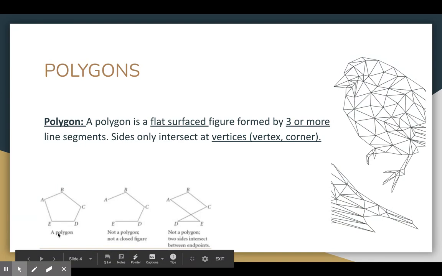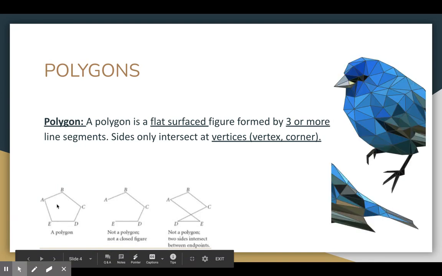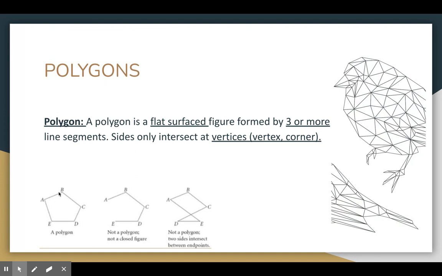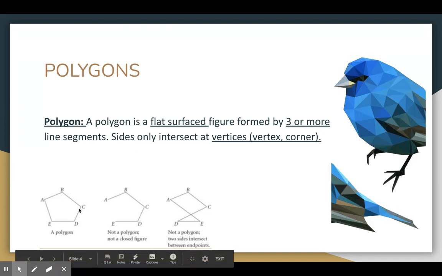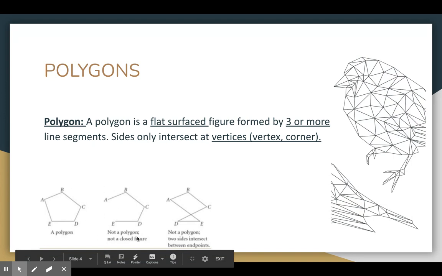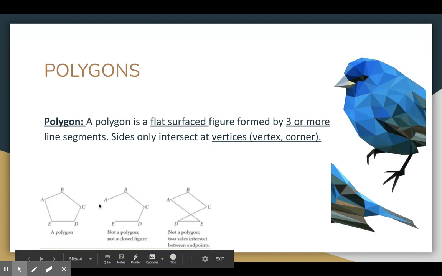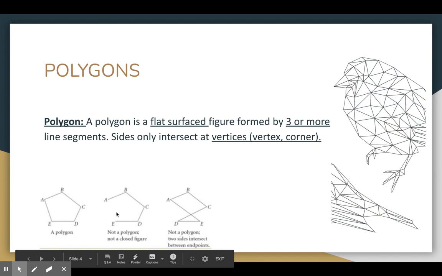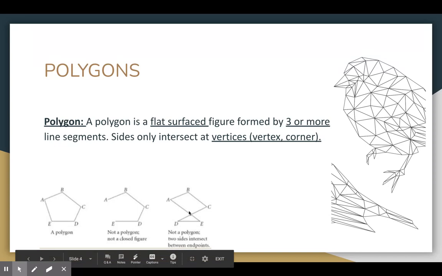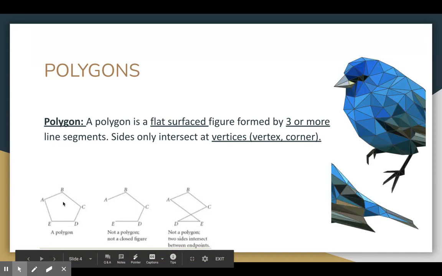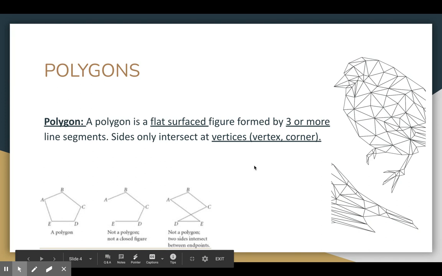So here's an example of a polygon, right? It doesn't matter how many lines it has as long as it's a flat surface and they all connect at all of these vertices or corners. This is not considered a polygon because it's not closed. It has this open space here, so it can't be identified as a polygon. And this also is not a polygon because the lines cross each other. They do not intersect at vertices. They intersect here at an intersection. So here is your only example of a polygon.